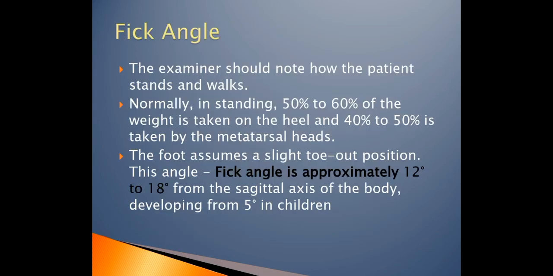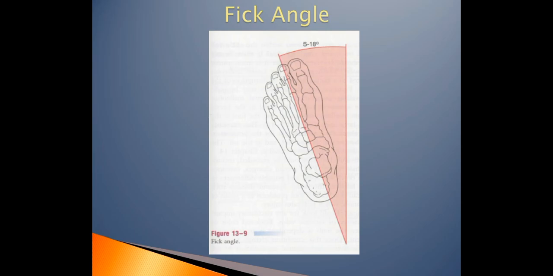Fick angle: the examiner should note how the patient stands and walks. Normally in standing, 50% to 60% of the weight is taken on the heel and 40% to 50% is taken by the metatarsal heads. The foot assumes a slight toe out position. This angle, the Fick angle, is approximately 12 degrees to 18 degrees from the sagittal axis of the body, and it develops from 5 degrees in children. So this Fick angle in children is around 5 degrees and in adults it can be 12 degrees to 18 degrees. This is the picture showing the Fick angle.